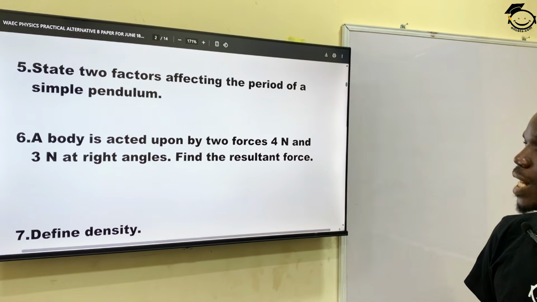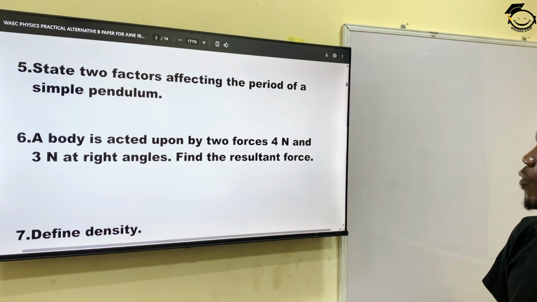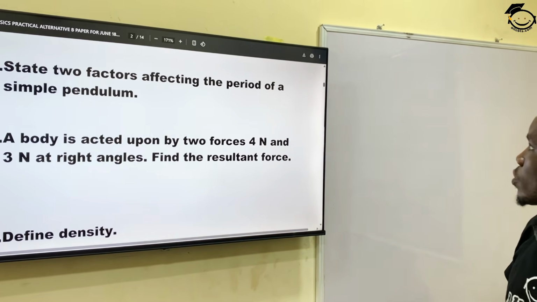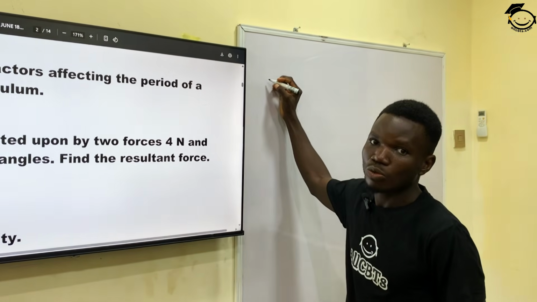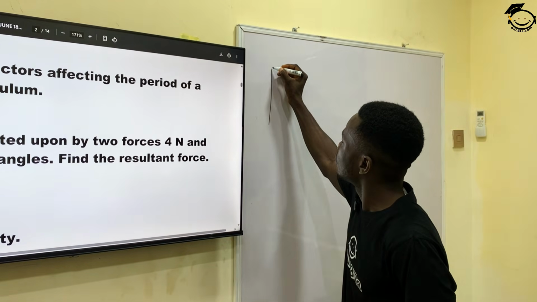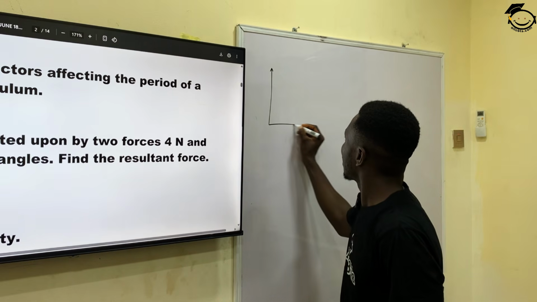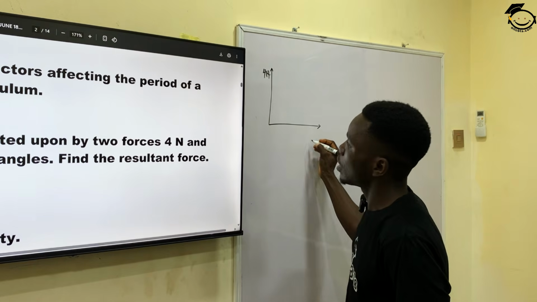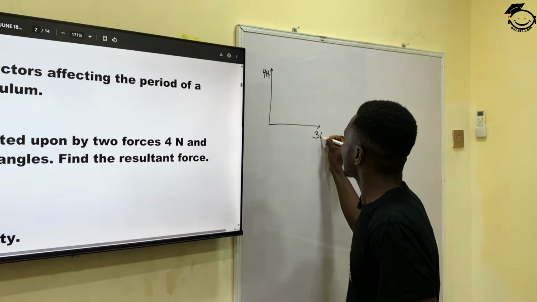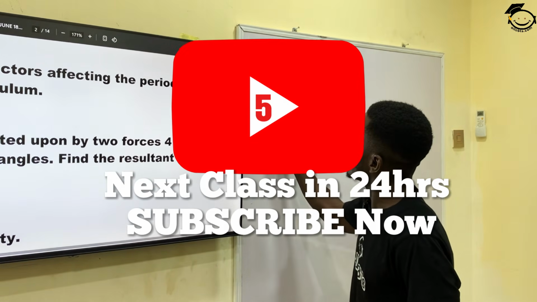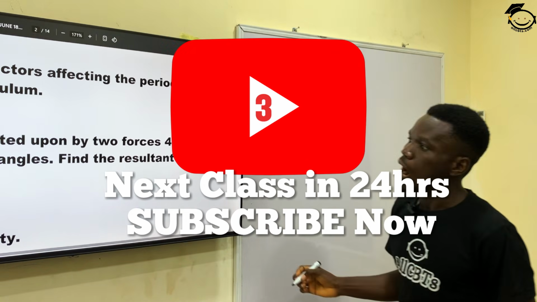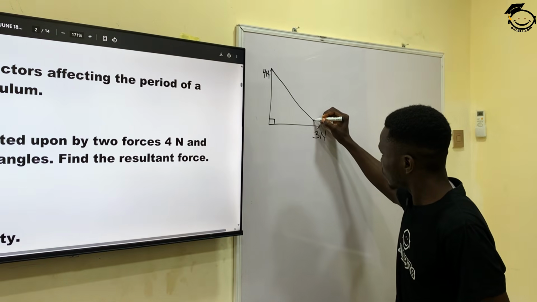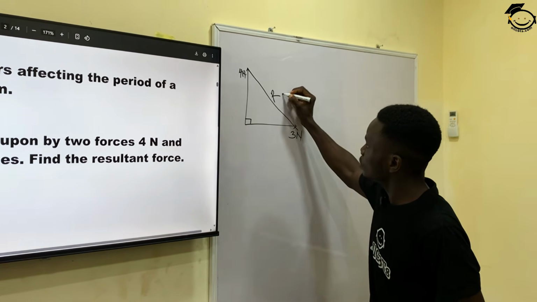It says a body is acted upon by 2 forces, 4 Newton and 3 Newton at right angles. Find the resultant force. So the first thing you have to do here is to draw the diagram. So we have a force and we have another force. The first force here is 4 Newton, and then we have another force of 3 Newton. And from the question, they said they are at right angles to each other. So I have a right angle, and we have to find the resultant force. So I draw my resultant. So this is my resultant force.